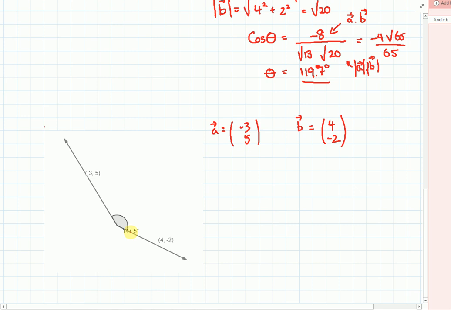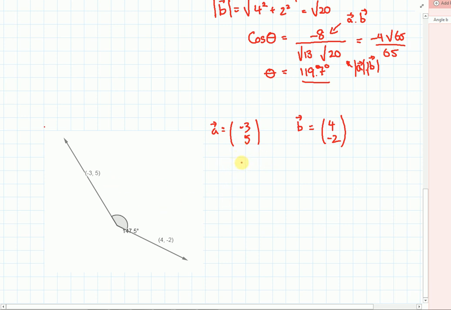Get used to using the dot product method. Don't calculate the third side and use the cosine rule, because that can be difficult when you come to doing 3 dimensions. It's not impossible, it's relatively straightforward, but we'll use the dot product.